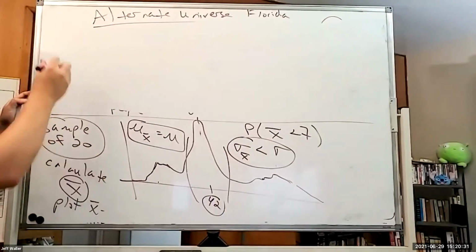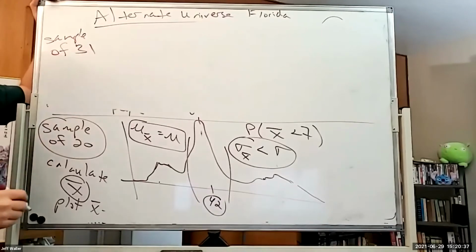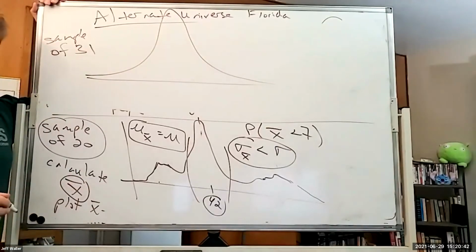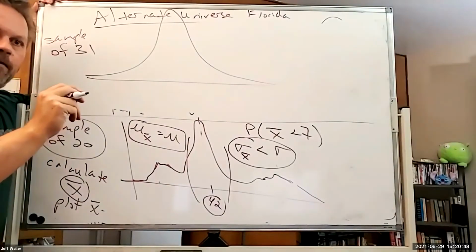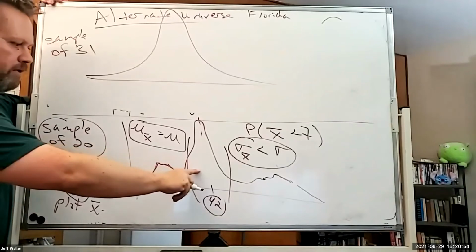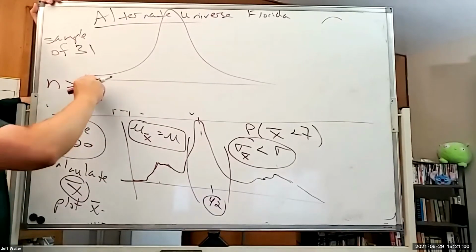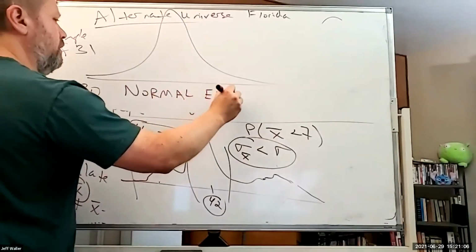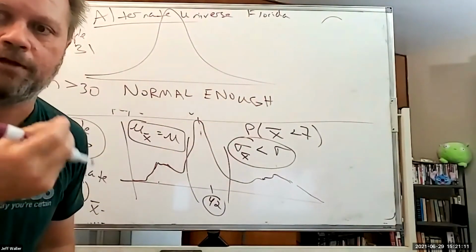If I were to go to a sample of 31, here's what this would look like. Roughly, not perfectly. The larger n gets, the more normal this picture gets. Once n is greater than 30, my picture gets normal enough. I warned you about this. Have I given you something that has all the answers to a certain kind of problem?